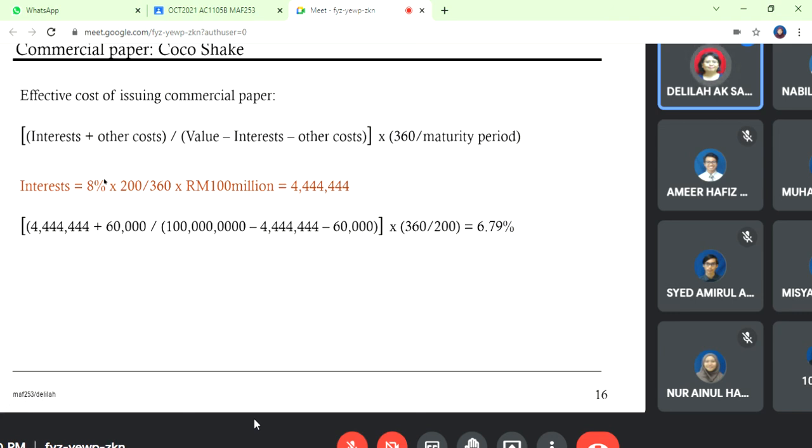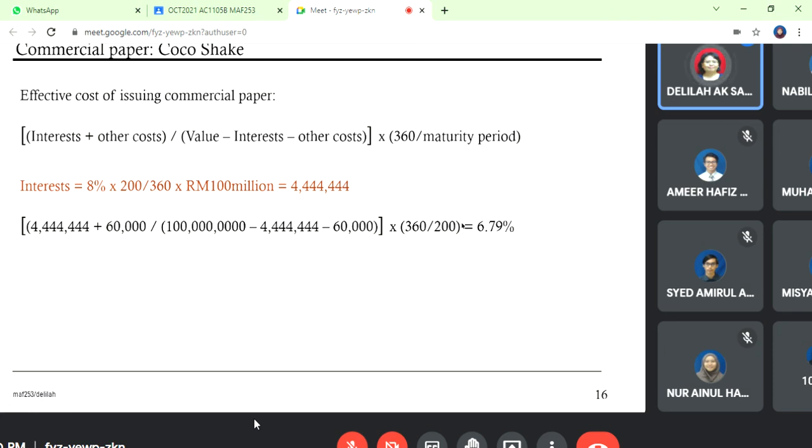So using this formula up here, interest 4,444,444 ringgit plus other costs 60,000. Yang kat atas ni kita bahagikan dengan 100 juta yang kita issue, tolak interest, tolak other costs. This represents the amount received.